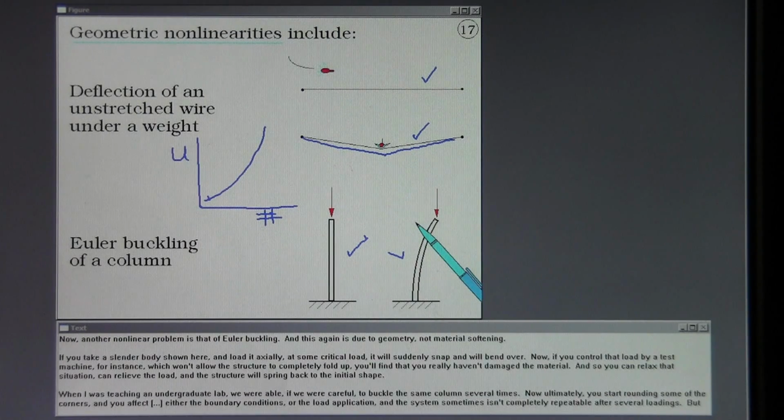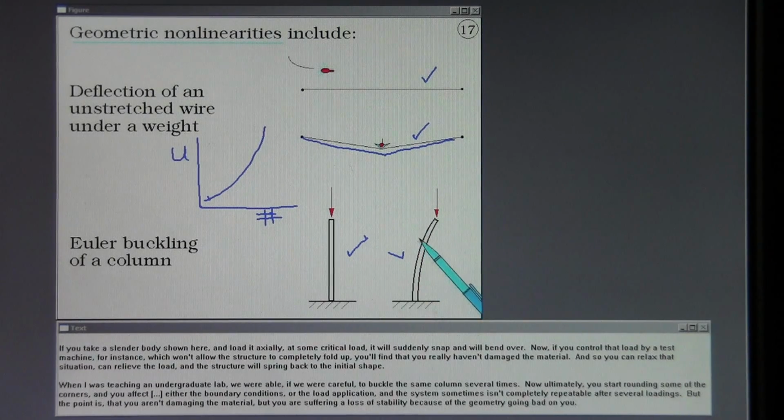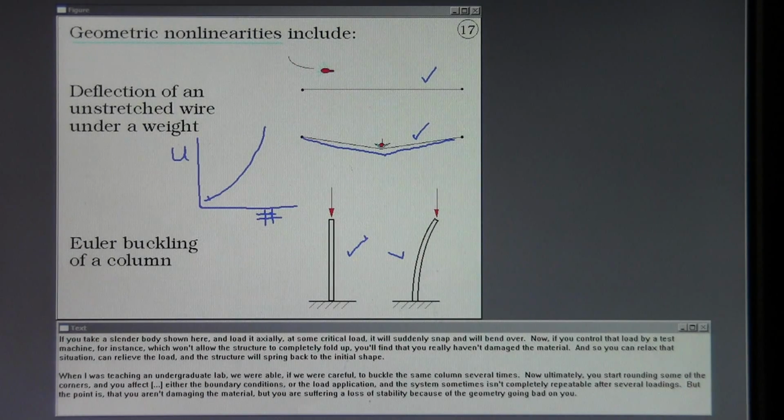When I was teaching an undergraduate lab, we were able, if we were careful, to buckle the same column several times. Now, ultimately, you start rounding some of the corners and you affect either the boundary conditions or the load application, and the system sometimes isn't completely repeatable after several loadings. But the point is that you aren't damaging the material, but you are suffering a loss of stability because of the geometry going bad on you.